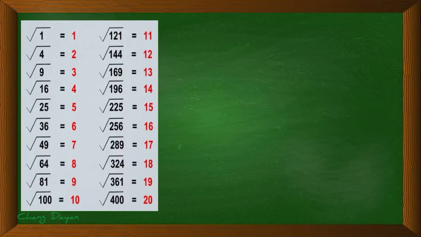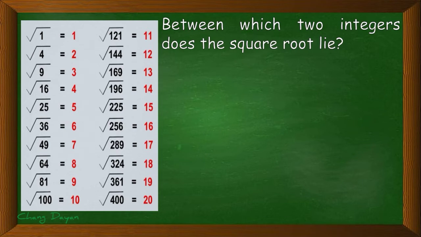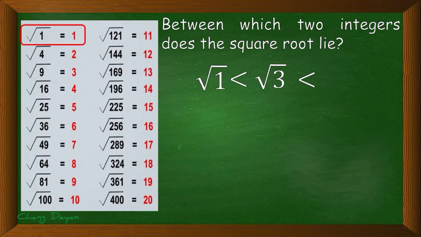So, we have here the chart of the principal root. Okay? Between which two integers does the square root lie? So, we have square root of 3 is greater than what number and less than what number? So, we have ang square root of 3 ay mas malaki sa square root of 1 at mas maliit sa square root of 4.